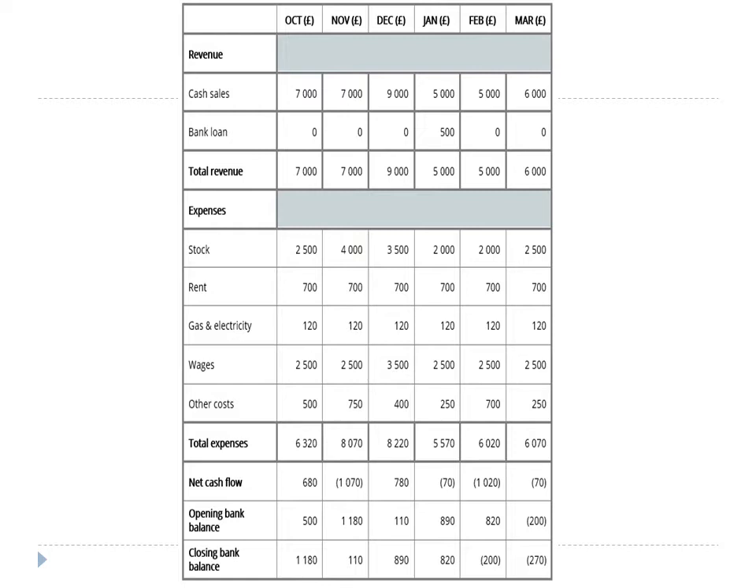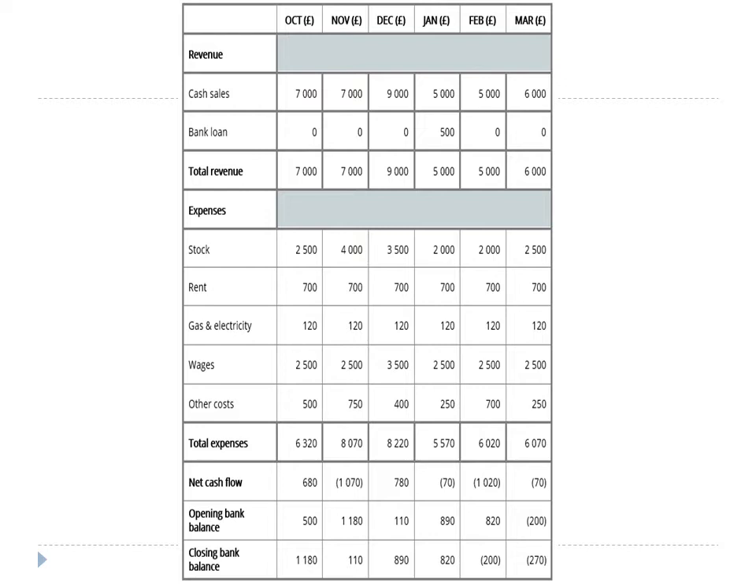We have £500 in the account as the opening bank balance. So on the 1st of October, we have £500 in the account. And then by the end of the month, we have a closing bank balance of 1,180. Now we've come to that figure because we have £500 at the start. During the month, we've had 7,000 go in, but 6,320 go out. So that's left us with 680. So we've added 500 to 680, which has left us with a closing bank balance of 1,180.